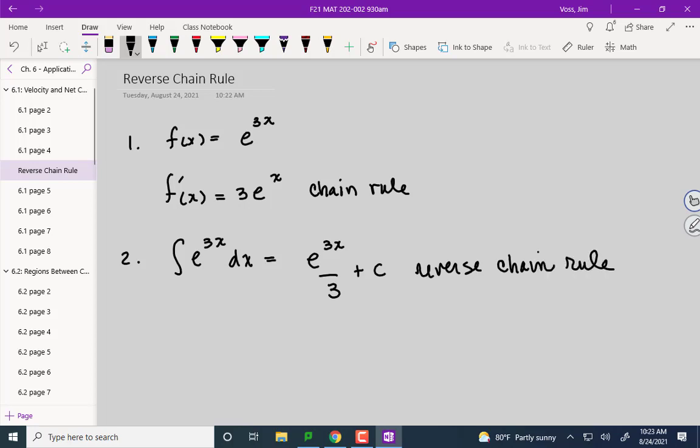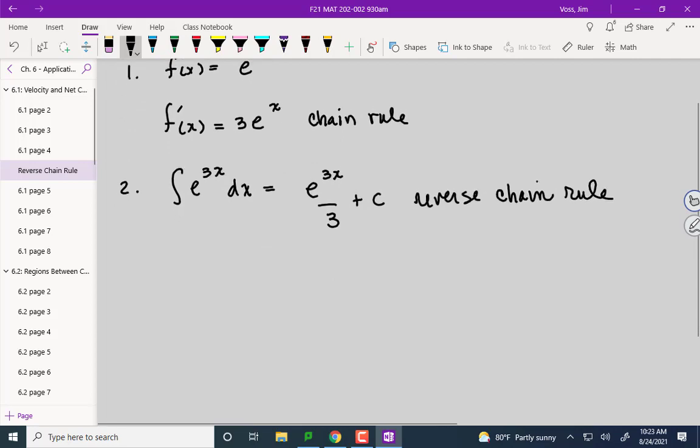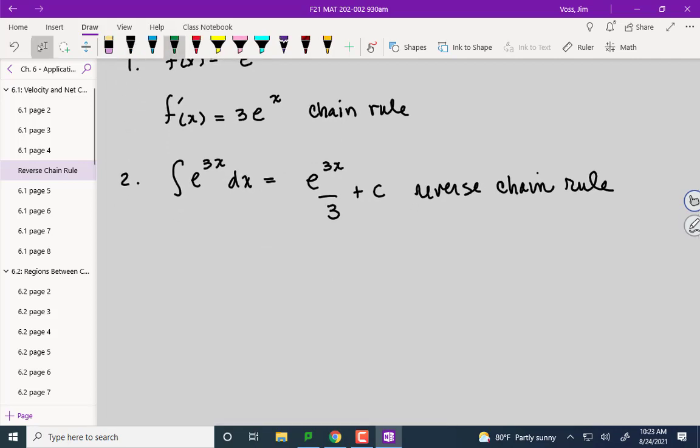Okay, so now let me justify that to you. The training wheel version of integration is what you learn at the end of Calc 1, and that's like, oh yeah, I'm going to let u equal 3x. So du will be 3dx. Isolate the dx.